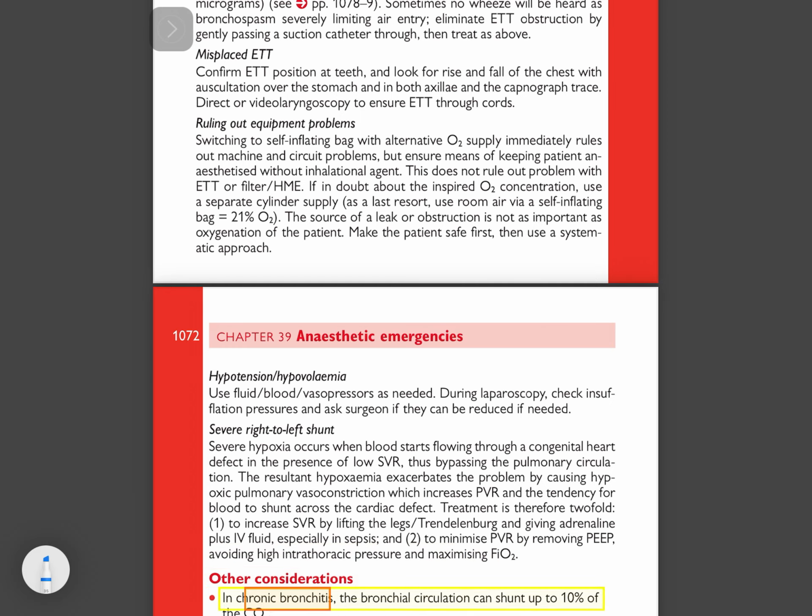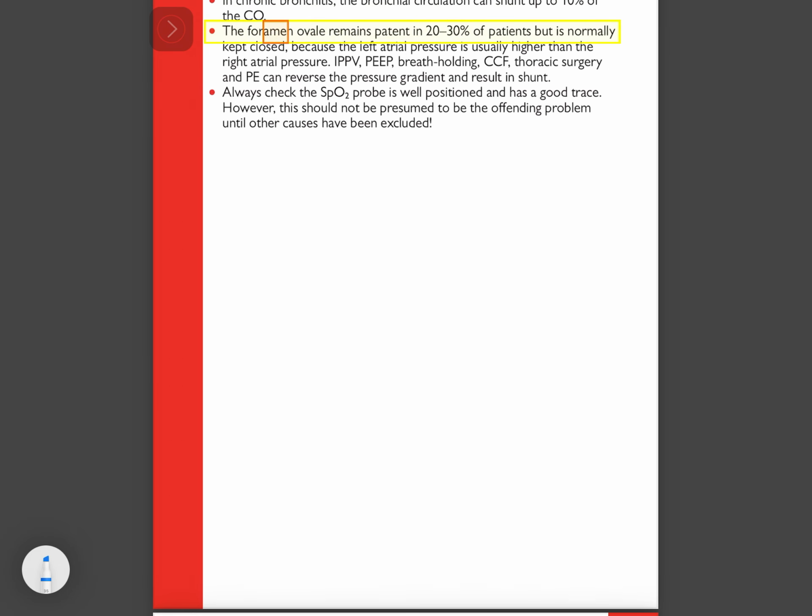Other considerations: in chronic bronchitis, the bronchial circulation can shunt up to 10% of the CO. The foramen ovale remains patent in 20 to 30% of patients but is normally kept closed because the left atrial pressure is usually higher than the right atrial pressure. IPPV, PEEP, breath holding, CCF, thoracic surgery and PE can reverse the pressure gradient and result in shunt. Always check the SpO2 probe is well positioned and has a good trace. However, this should not be presumed to be the offending problem until other causes have been excluded.